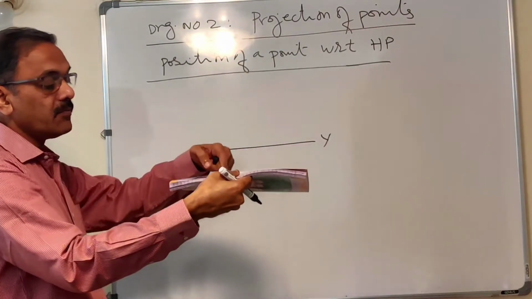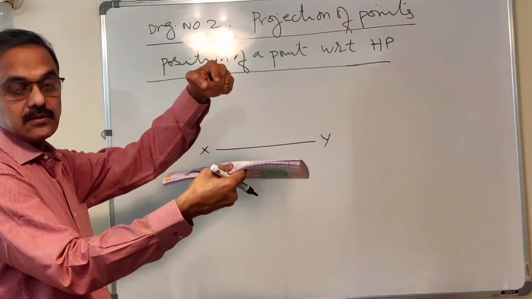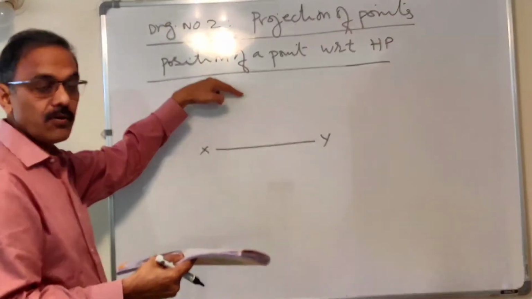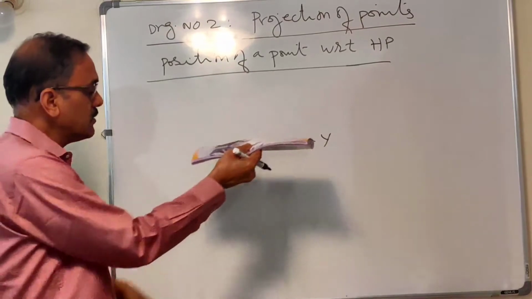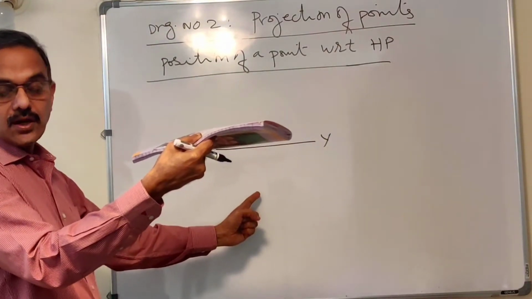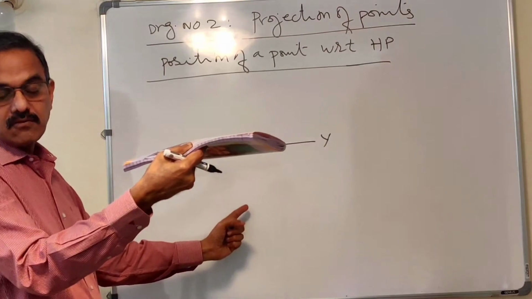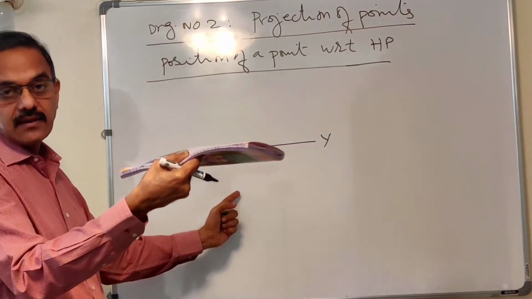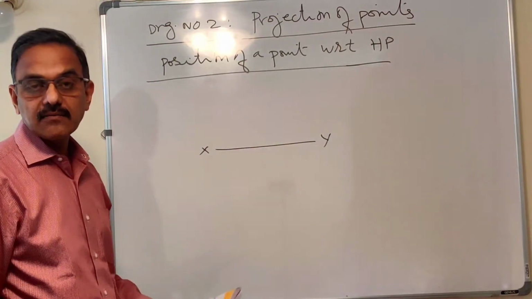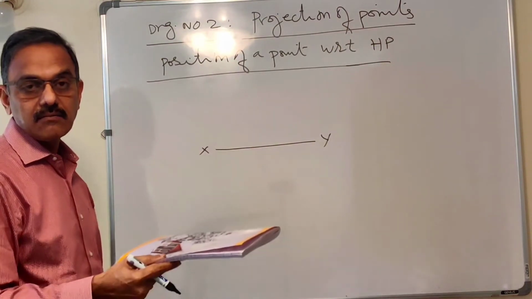Now let us say if there is a point above HP. So when you project it onto here, where do you get? You get it above XY line. Similarly, if the point is below HP and when you project it on front wall, the front view is obtained below XY line. If it is on HP, the front view is obtained on XY line. It's quite simple to understand.